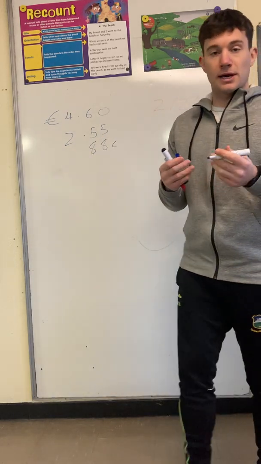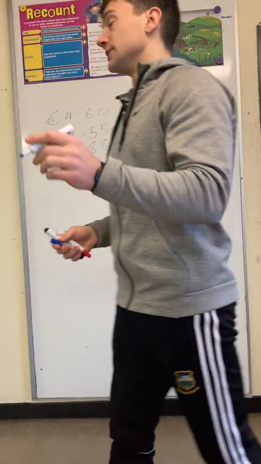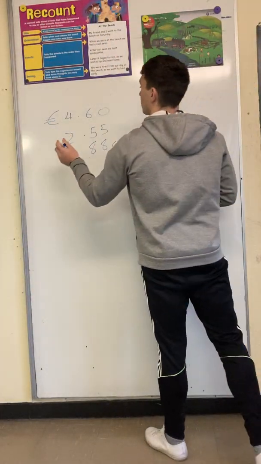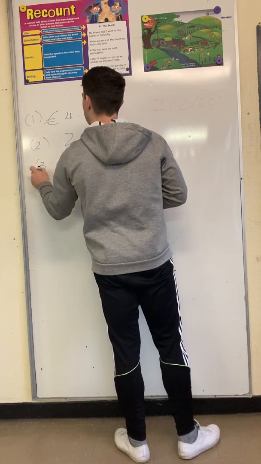So I'm just going to read the problem again. A cinema ticket costs €4.60, the popcorn costs €2.55, and the sweets cost 88 cents. How much did I spend? So it's how much did I spend? There are your 3 figures. 1, 2, and 3. That's what you spent.